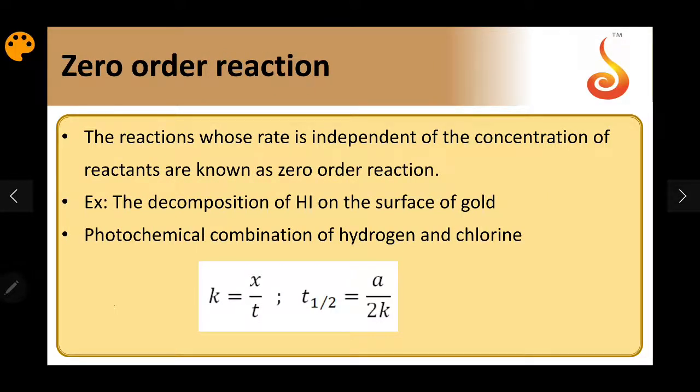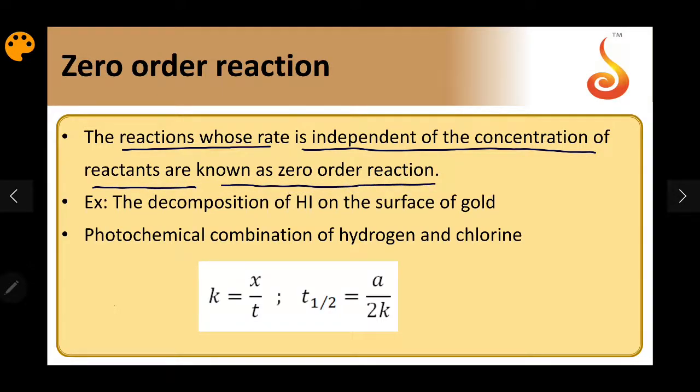So let us take zero order reaction. What is zero order reaction? The reactions whose rate is independent of concentration of the reactant are known as zero order reaction. Example, the decomposition of hydrogen iodide on the surface of gold or photochemical combination of hydrogen and chlorine.